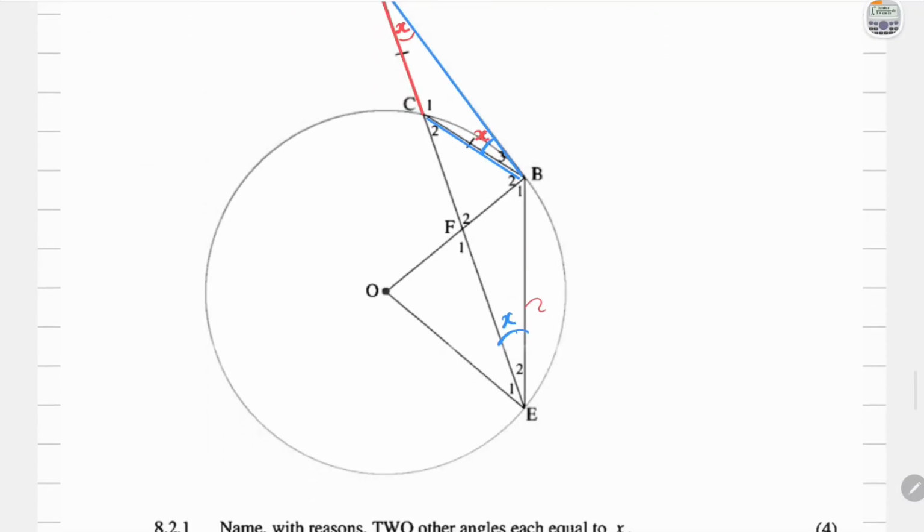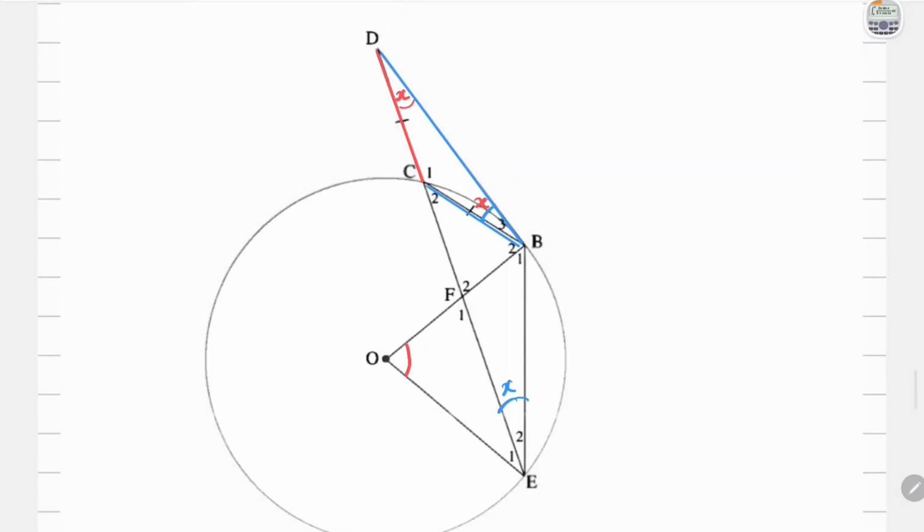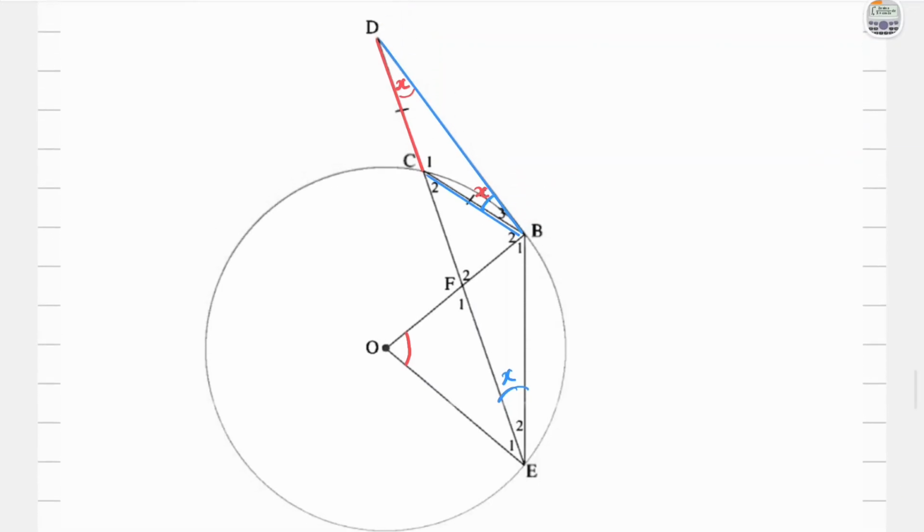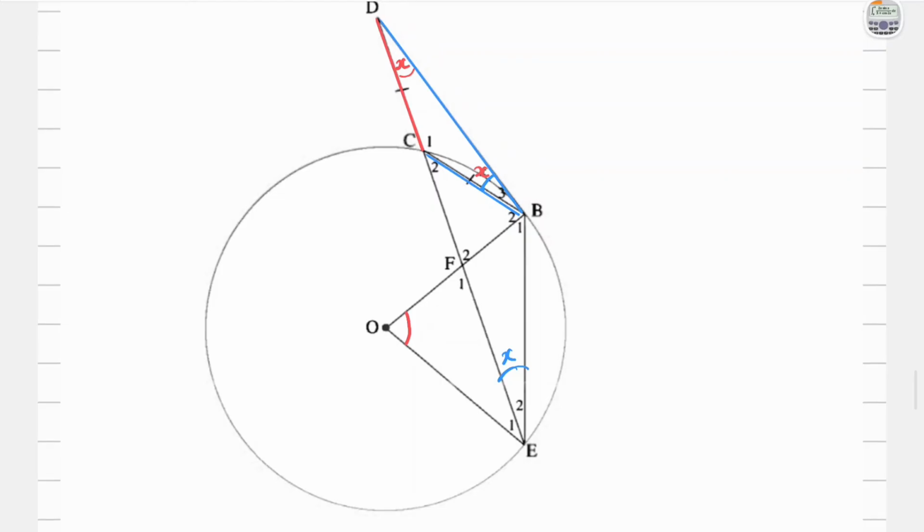EOB is the angle over here. We're going from E to O to B. So this angle over here, it's the angle at the center. So immediately, we can just try and use that theorem, and we've just proved it in the previous question, in the first one.